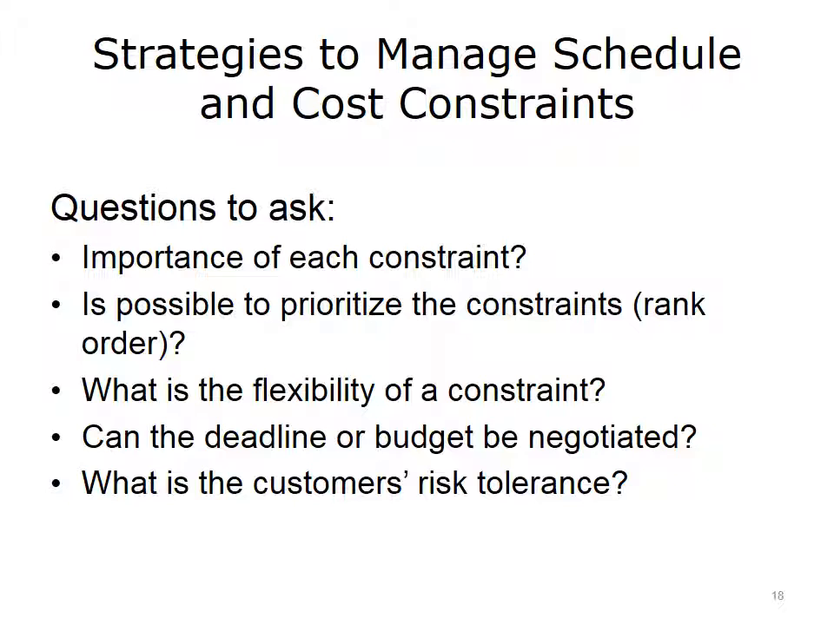Rank order. What is the flexibility of a constraint? Is it time critical? Is the deadline absolute? Is the budget absolute? Can the deadline or budget be negotiated? What is the customer's risk tolerance? Answers to these questions will help the project team develop a schedule management plan, cost management plan, and procurement management plan.